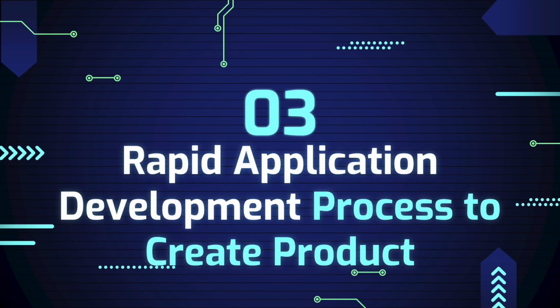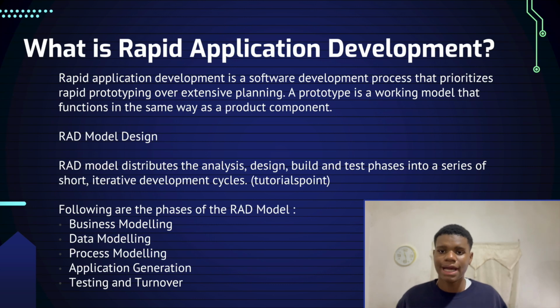3. Rapid application development process to create a product. What is rapid application development? Rapid application development is a software development process that prioritizes rapid prototyping over extensive planning. A prototype is a working model that functions in the same way as a product component.